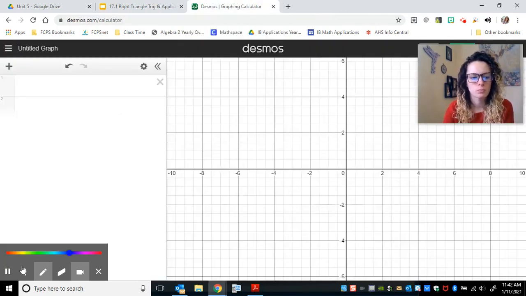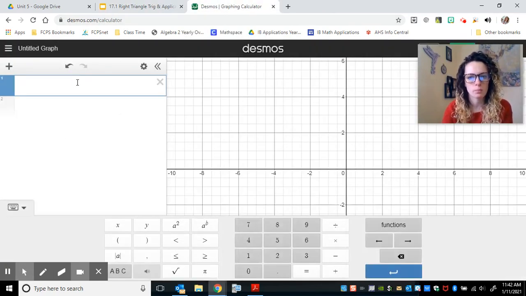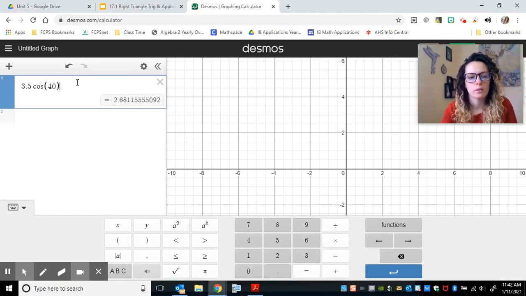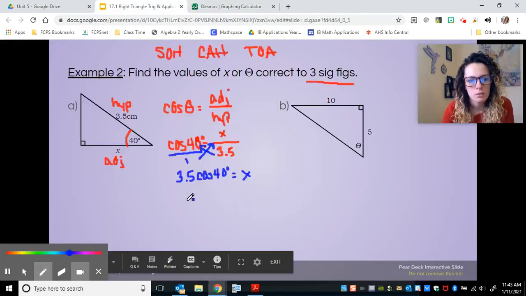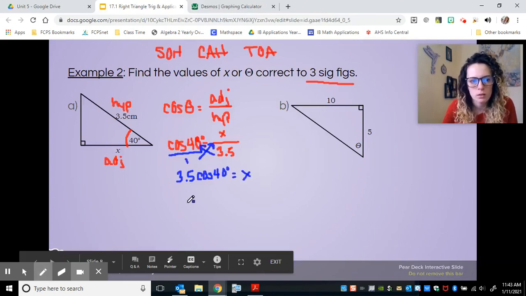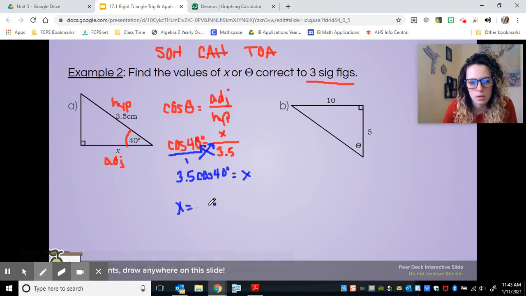Now that my variable is isolated, I can go straight into my calculator or Desmos. In Desmos, I'm just going to type in exactly what I had. And it evaluates it for me at 2.68 if I round to 3 significant figures. This problem did give me units of centimeters, so I'll say 2.68 centimeters.